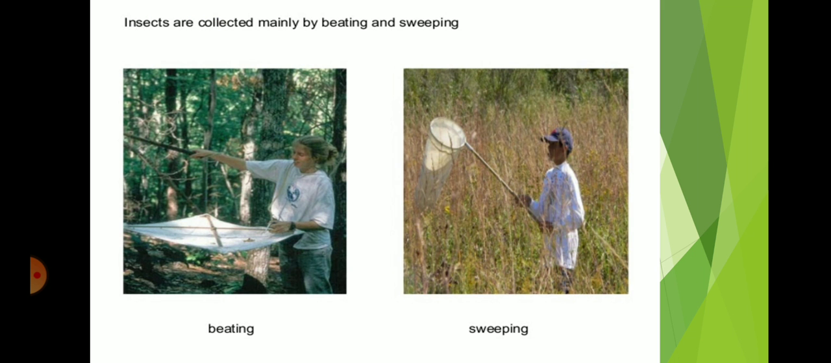Also, insects are collected by beating and sweeping. So we know that insects live on the plants, their leaves, their stems or on the grasses. During the daytime different kinds of insects are also found, and they are not attracted towards the UV light. For that we have to collect such insects by beating and sweeping. So beating and sweeping is a collecting technique for the diurnal insects.